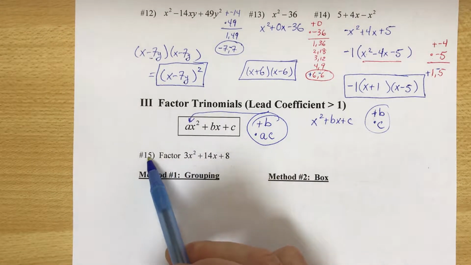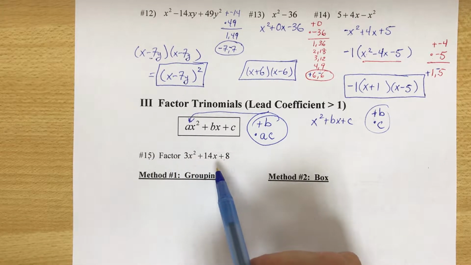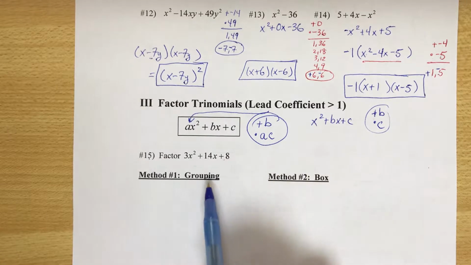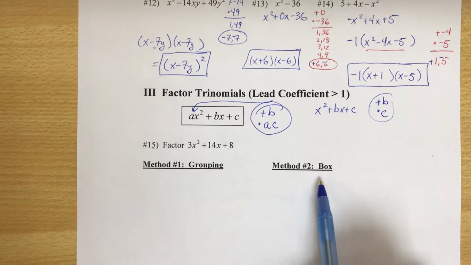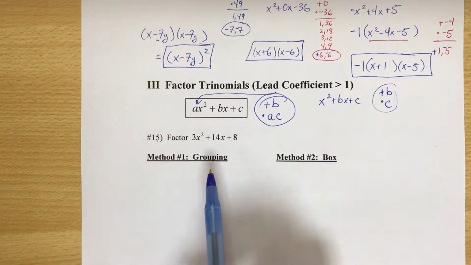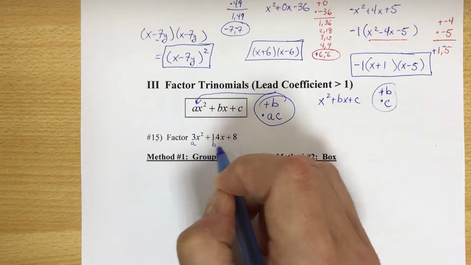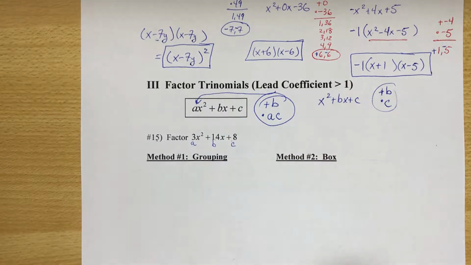So for example, in number 15, factor 3x squared plus 14x plus 8. I'm going to show you two methods here. One is called grouping and one is called the box method. There are actually a number of ways that you can factor these trinomials. The a value is 3, the b value is 14, and the c is 8.